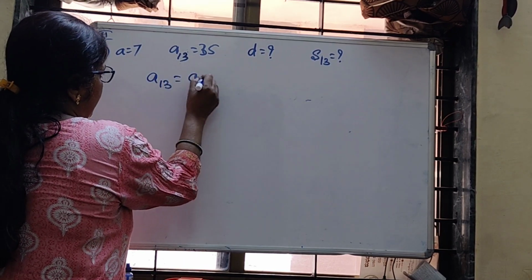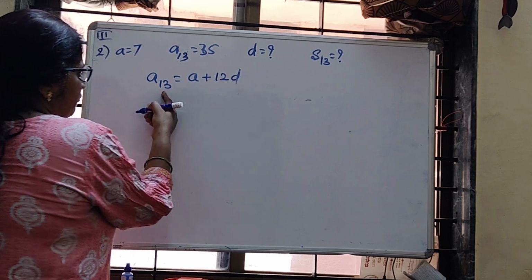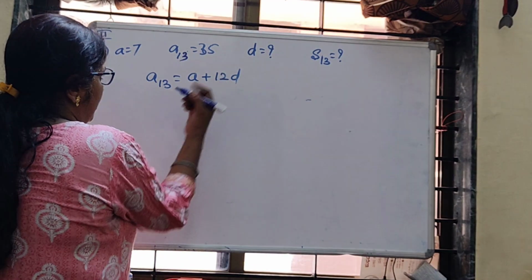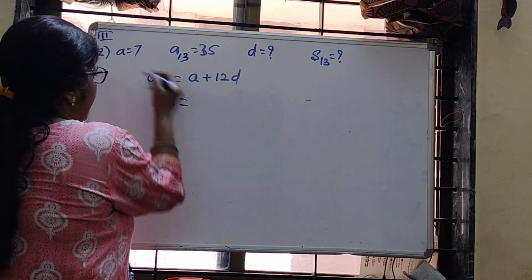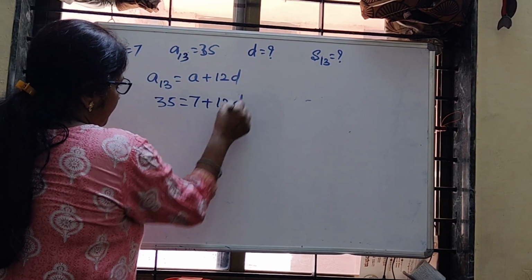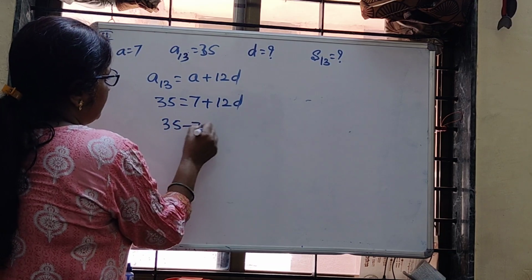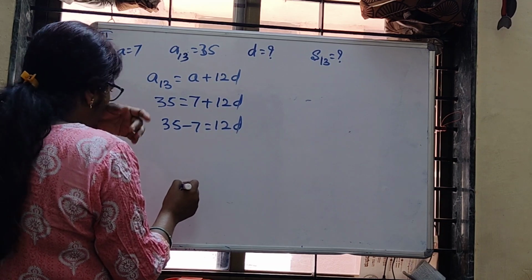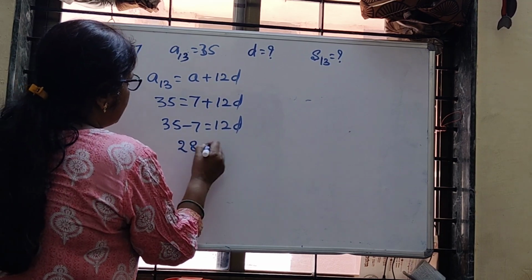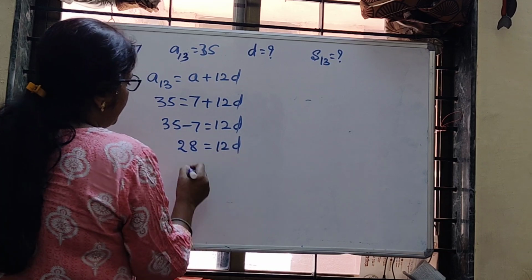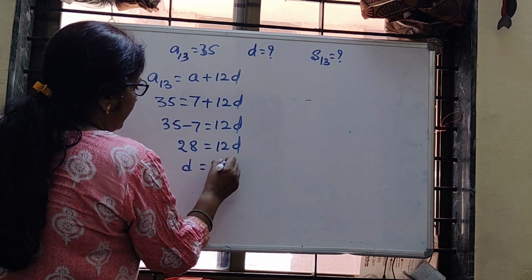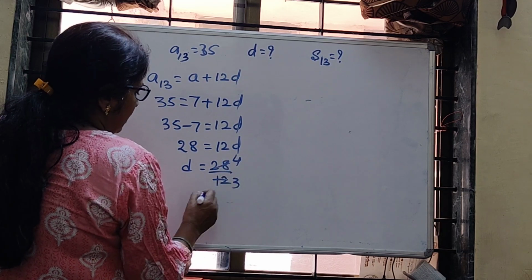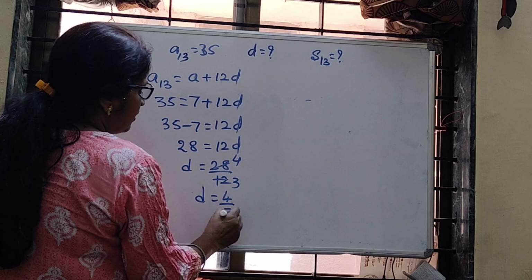a13 is equal to, we know that a plus 12d. If it is 13, one number less, because n minus 1, 13 minus 1 is 12. This is 35, a is 7 plus 12d. So 35 minus 7 is equal to 12d. 35 minus 7 is 28, children, is equal to 12d. So d is equal to 28 divided by 12. 7 4s are 28, 7 3s are 21. So d is equal to 4 by 3.